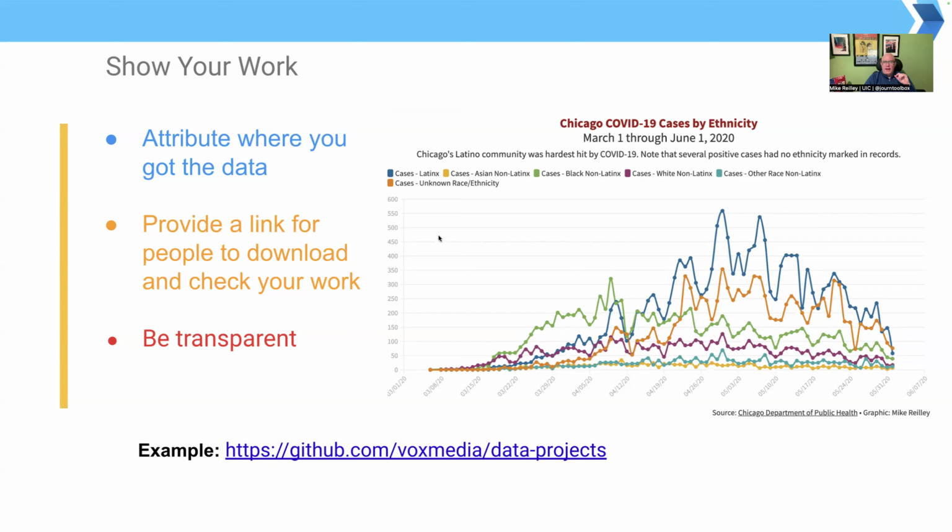Note the bright orange line here, which is unknown race or ethnicity. A lot of the early record keeping did a poor job of tracking gender, age, and race, key demographics. With COVID data, people were just coming in and testing positive, and that was that. They didn't gather much information on them. So you need to acknowledge that in the charts to show that there's some empty data. But notice you attribute where you got the data, source, Chicago Department of Public Health, and a link to that data set at the bottom, your credit, your name, and then up here, a headline and the dates in the description, with a legend.